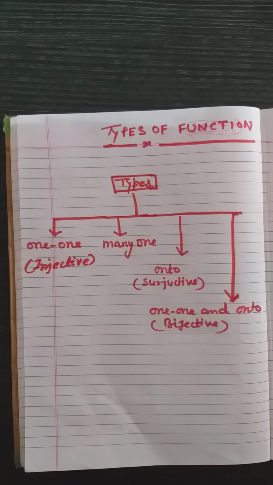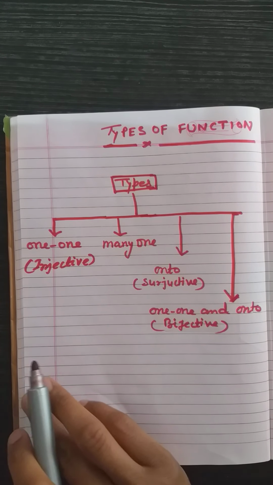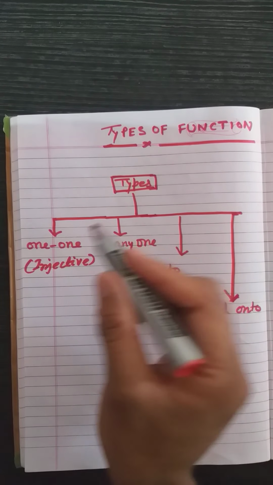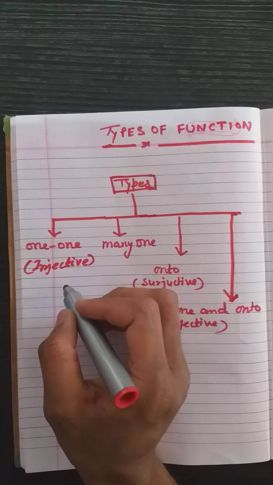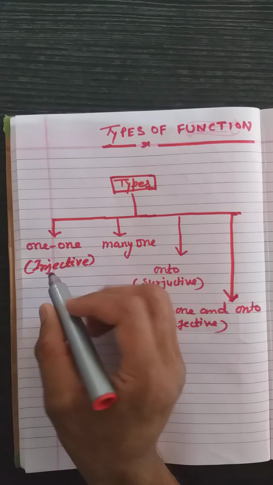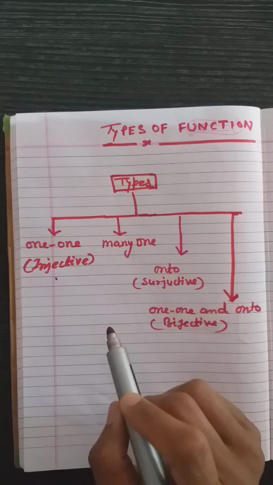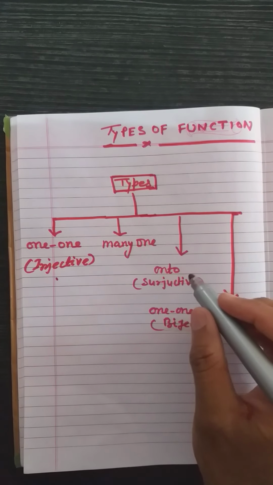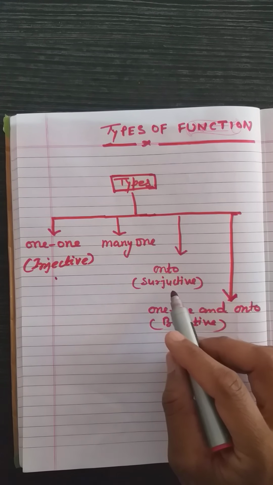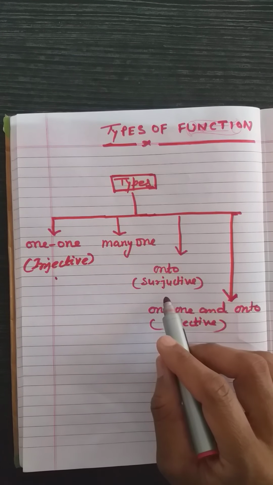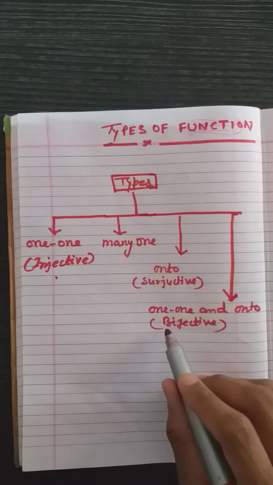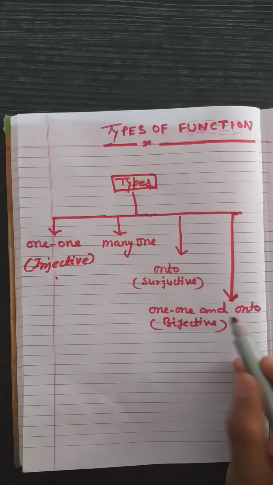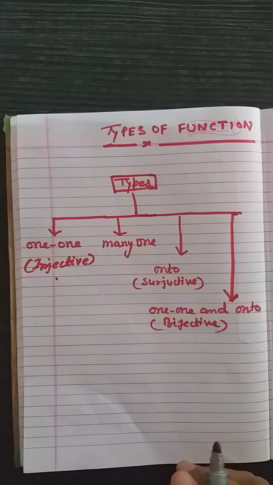Functions are basically of four types. Number first, one-one, which is also called injective. Number second, many-one. Number third, onto, which is also called surjective. And number fourth, one-one and onto, which is also called bijective. Let us see one by one.